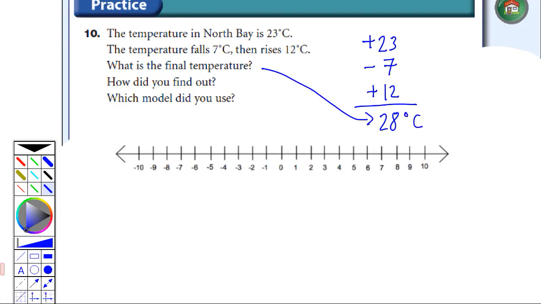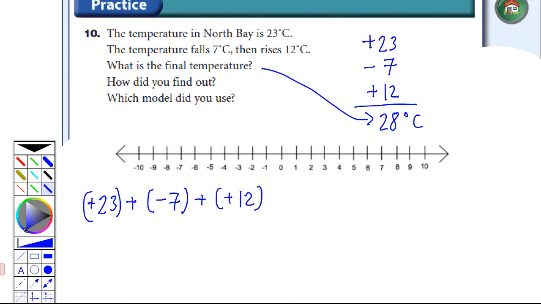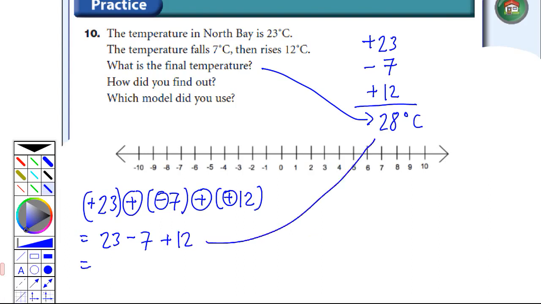You could also write it out like this. 23, positive 23, plus minus 7, plus 12. These are all temperature changes. That's why we are adding them. And in this way, we would have 23. The plus minus turns into a minus. The plus plus turns into a plus. And it ends up looking exactly the same as what we had up here. 23 minus 7 is 16, plus 12 is 28 degrees Celsius. So you could have used a number line as well. This number line isn't correct here, so we'll kind of ignore that at this point.